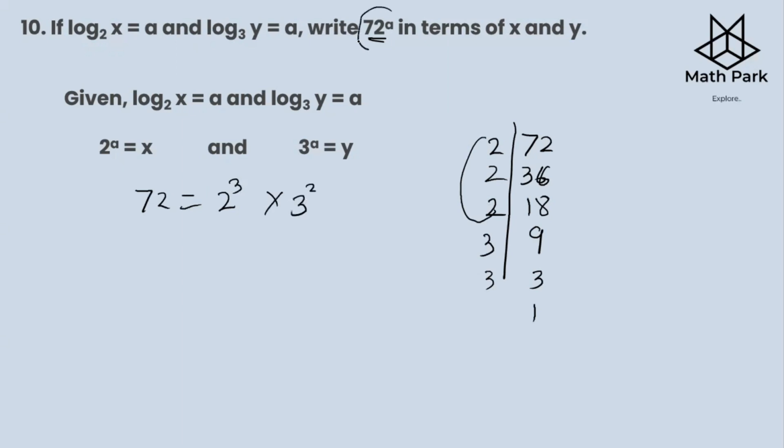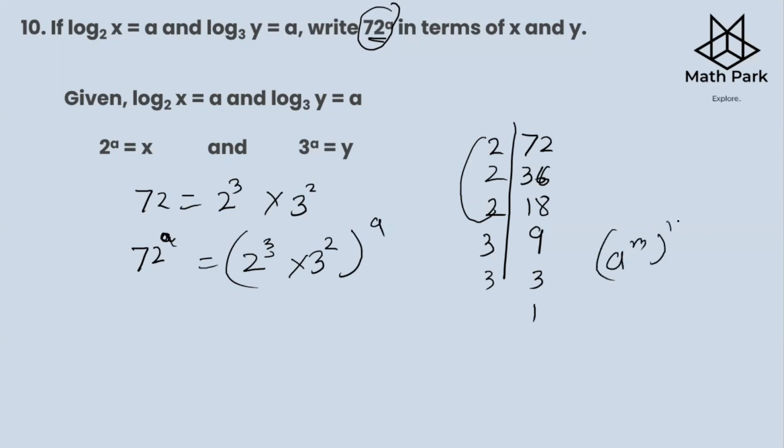Now you have to find 72 to the power a. So 72 to the power a is equal to 2 cube into 3 square to the power a. Now we have a raised to m raised to n is equal to a raised to mn. So therefore you get 72 to the power a equals 2 to the power 3a into 3 to the power 2a. Thus we have 2 to the power a equals x.